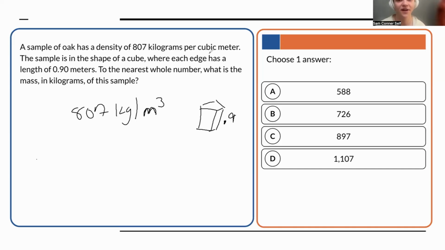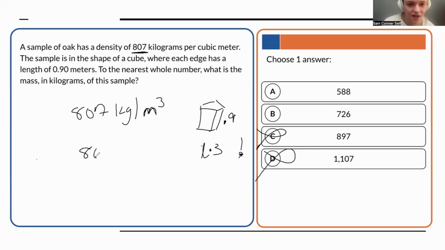They give us this ratio in kilograms per cubic meter. The meters cubed is going to be calculated by the length of the side times 3, so length cubed. If this measurement, instead of being 0.9, was 1, we could say the mass would be 807 kilograms. But because this is 0.9, it's going to be less than 1. We know the mass is going to be less than 807, which helps us eliminate some answers, because C is greater than 807, as is D. So that leaves us A and B.